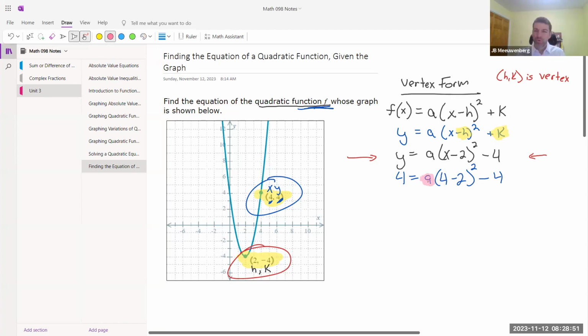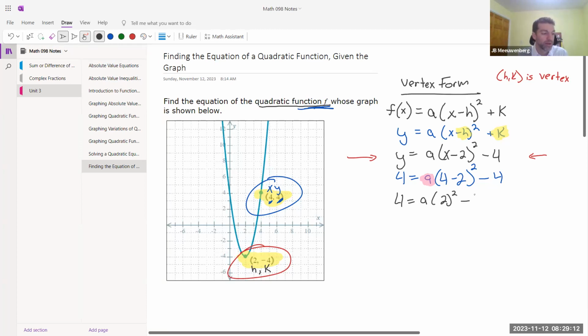So anytime we have an equation where there's just one variable, we can solve it and find the value of that variable. So here's where we actually have to start doing some calculations. Okay, so 4 is equal to a. I'm going to do this inside here. 4 minus 2 is 2.